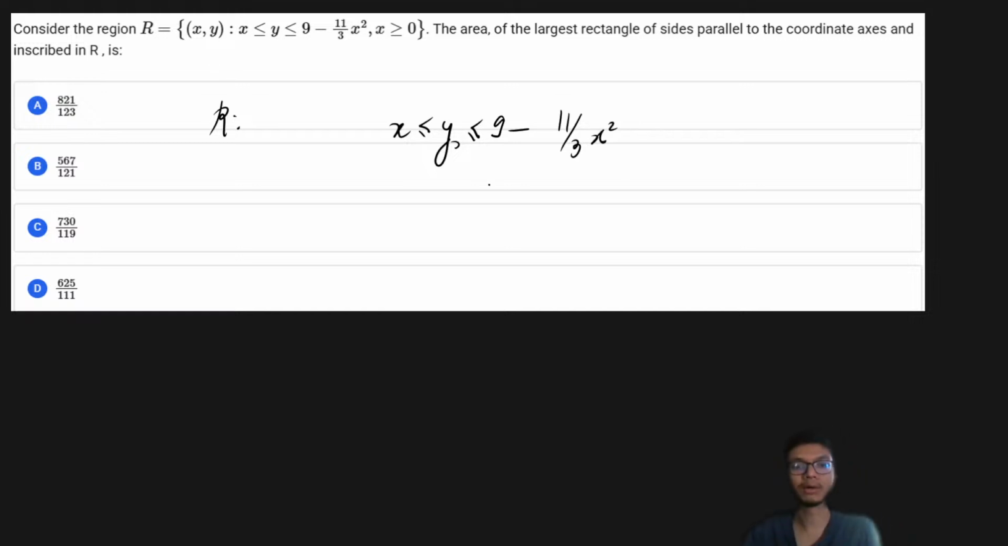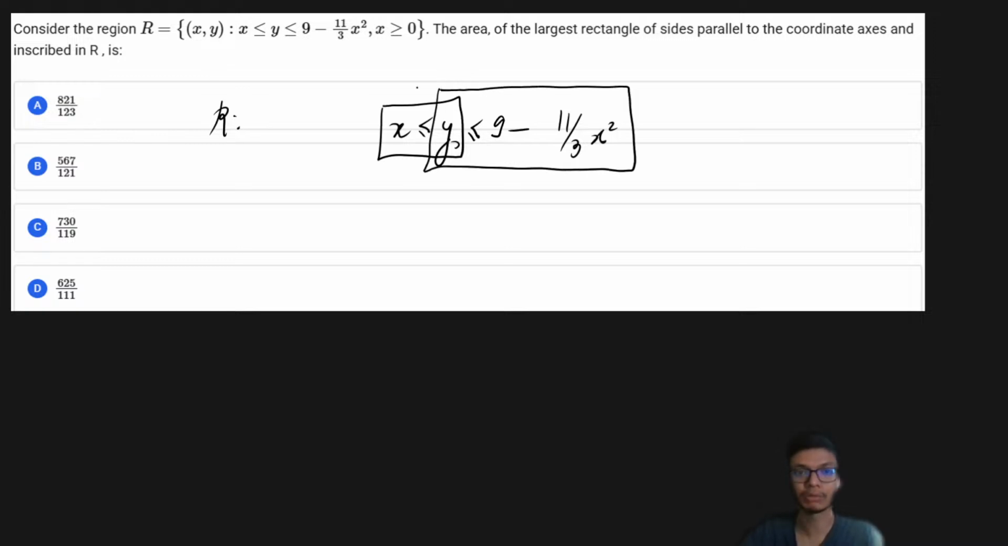So as you can see, y is bounded between two functions, right? One, we will take this particular part and plot the inequality, and then we take the other part and plot that inequality. So let us see what this part is going to imply. First of all, let us try to draw the region over here.